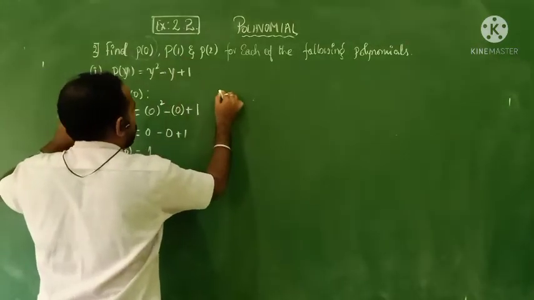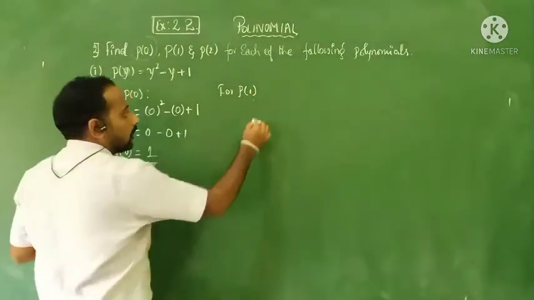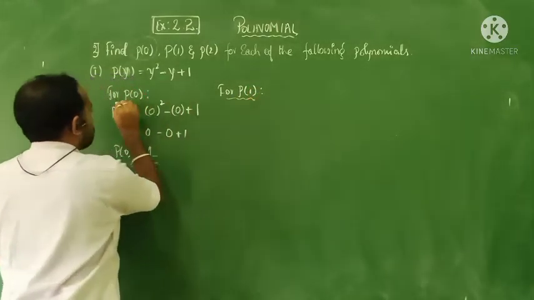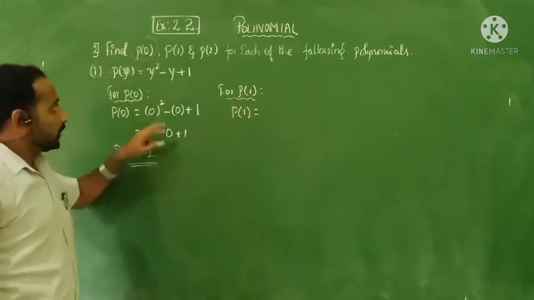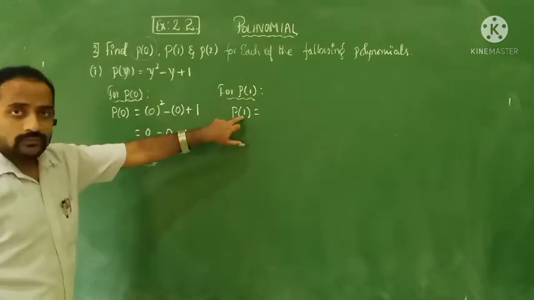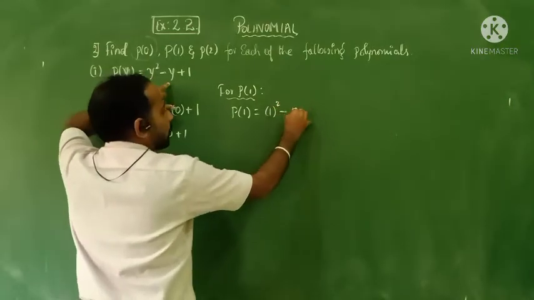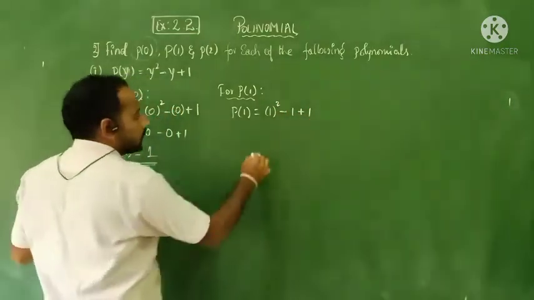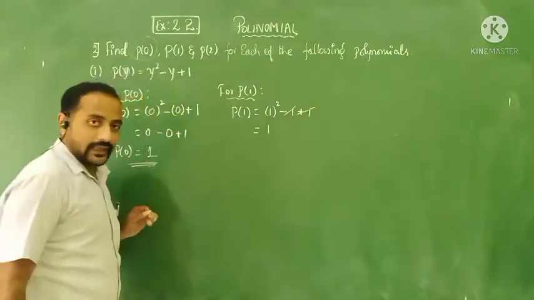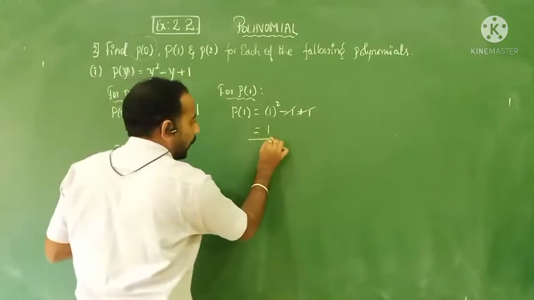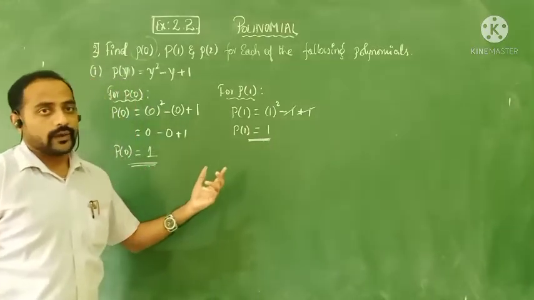Similarly, I have still more. Now for P of 1. P of 1 is equal to, y value is 1 now. Y square is nothing but 1 square minus 1 plus 1. Now 1 square is nothing but 1. Plus and minus 1 will get cancelled and remaining only 1. That's it. The value is 1.